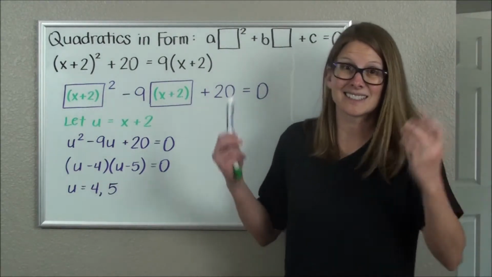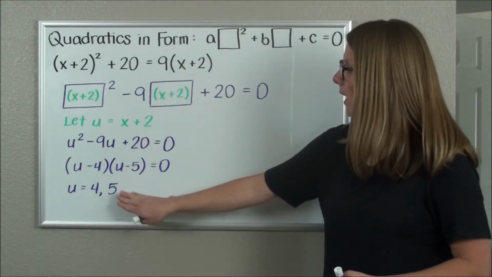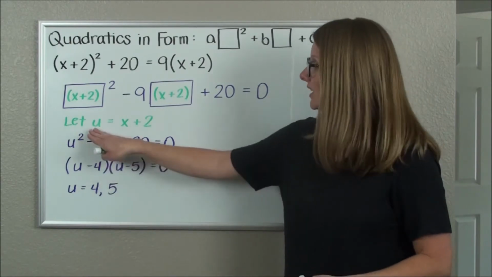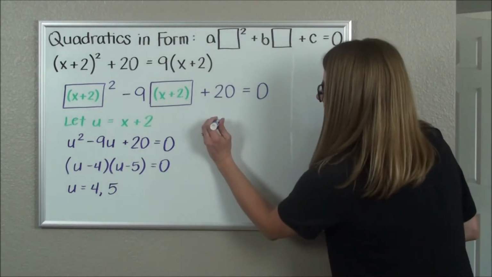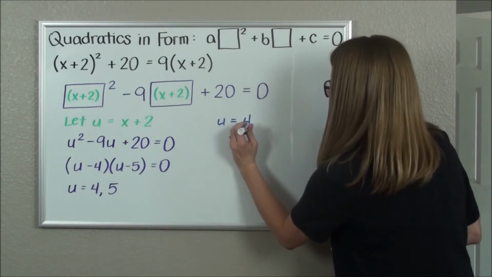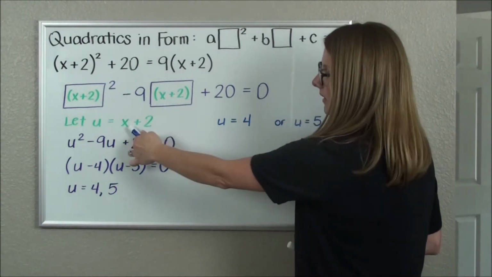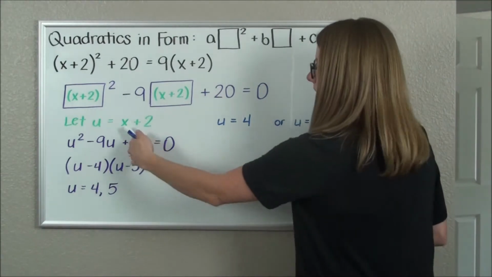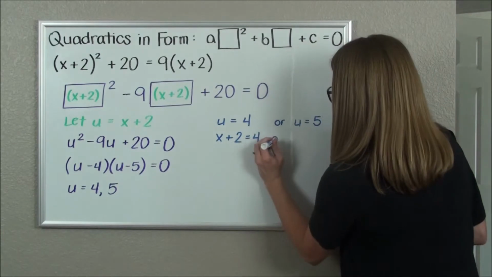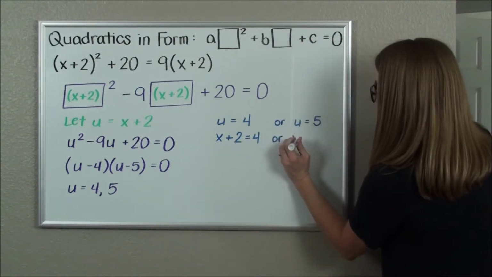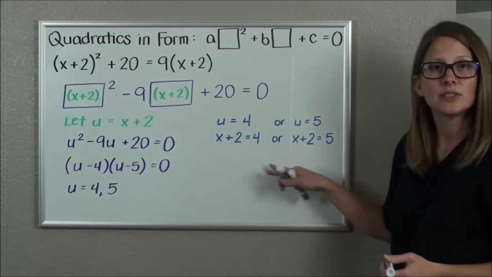But again, it's not about u, right? This equation originally had x as the variable, and so while I know what u represents, u was just a nickname for x plus 2. So what this says now, instead of saying u equals 4 or u equals 5, I want to call upon its formal name rather than its nickname. So when I see u equals 4, what I'm really looking at is x plus 2 equals 4. Instead of u equals 5, I'm really looking at x plus 2 equals 5. And so now I've got these two linear equations.